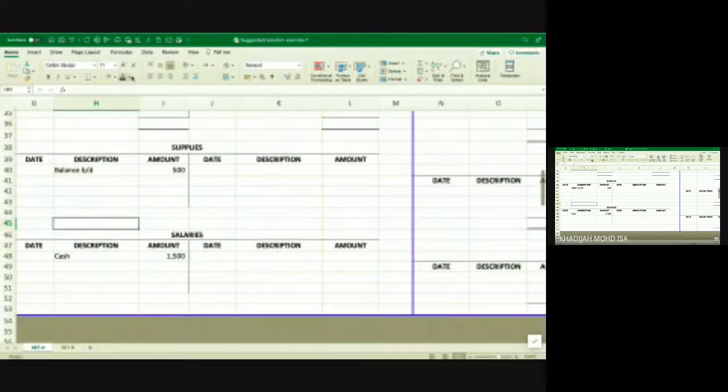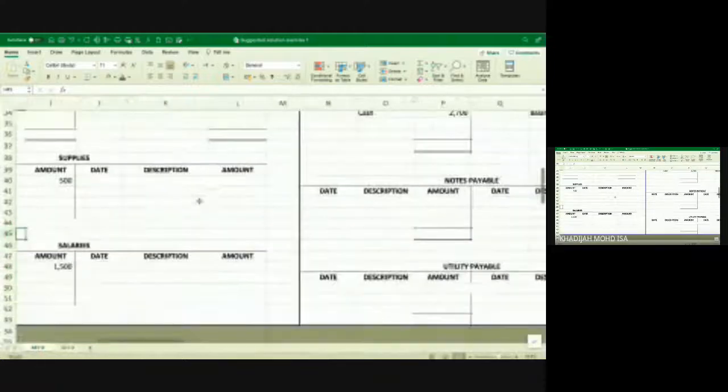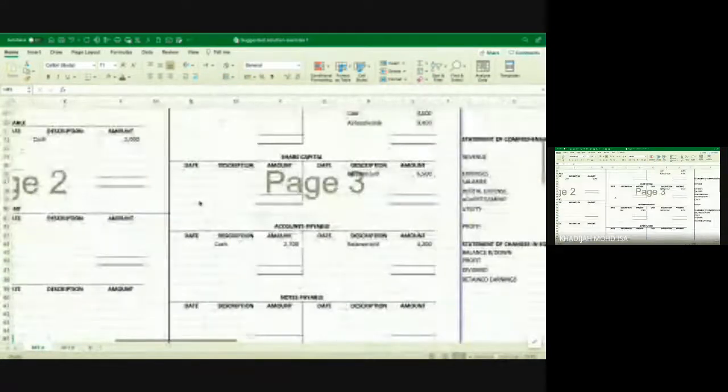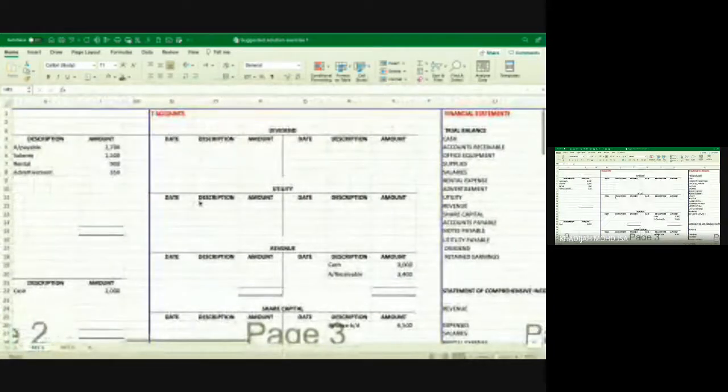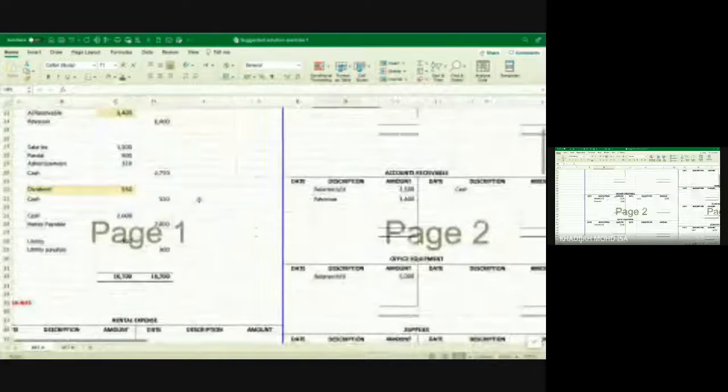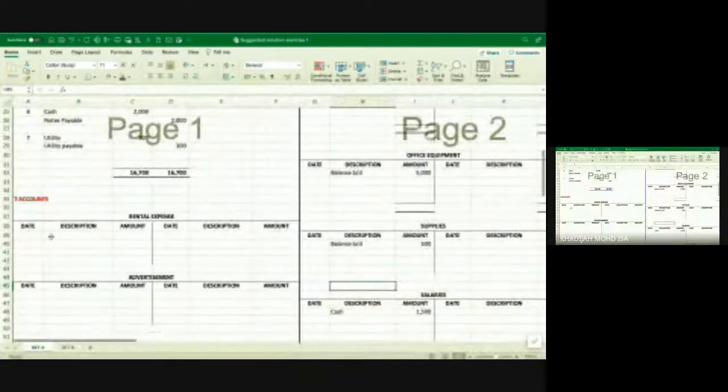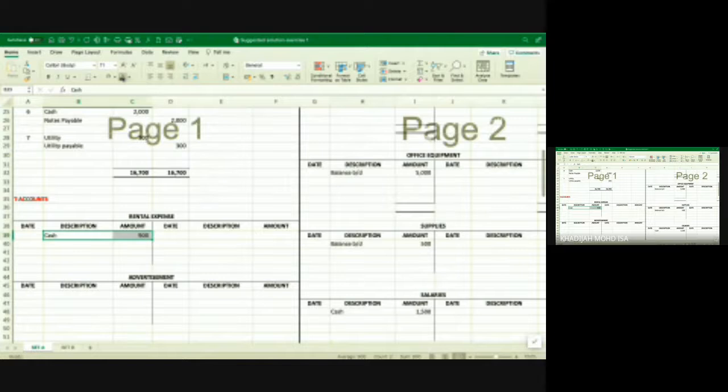Don't forget what else? Salary, rental. Do you have a rental here? Can you see rental? Share capital, utility, rental. I don't see rental. Here it's here. Yeah, rental account. So when you do your question, you have one set for your T accounts. If you can put your asset, liability, expenses into similar areas, asset in one area, liability in one area, expenses in one area, then when you do your trial balance, you know already where to put the balances.